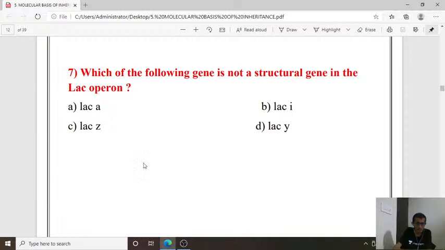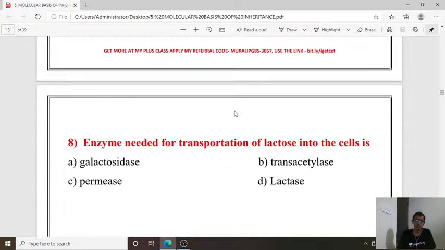So for the seventh one, B is the right answer. So it is LAC-I. LAC-I is for repressor protein, isn't it? Repressor protein. LAC-A, LAC-Z, LAC-Y are the three important structural genes present in the Lac operon, whereas LAC-I is not observed in that structural gene complex. Okay. So right answer is B for 7th one.